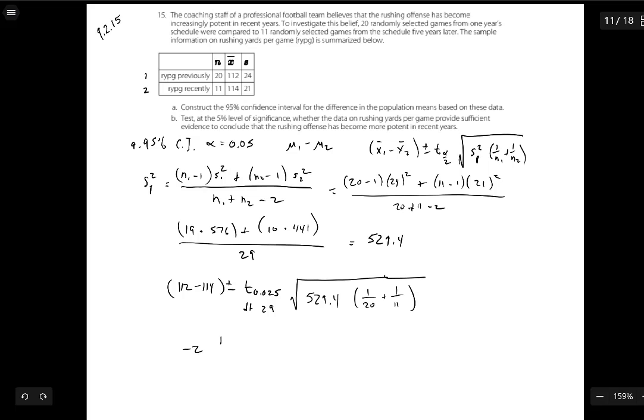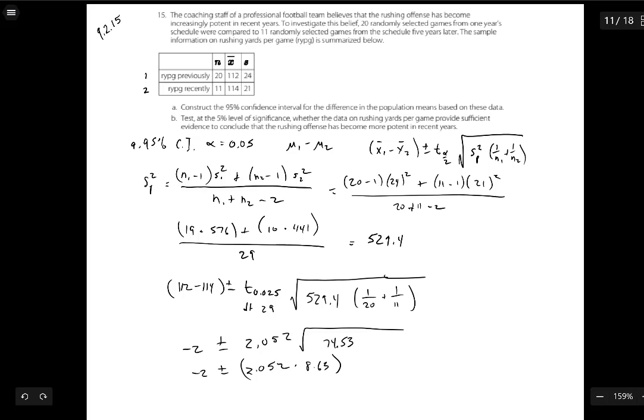If we look up the student t-distribution table in the back of the book at 0.025, down to the row for the degrees of freedom of 29, that gets us 2.052. And if we work out what we have right here, this will be 74.53. So we're going to have minus 2 plus or minus 2.052 times 8.63.